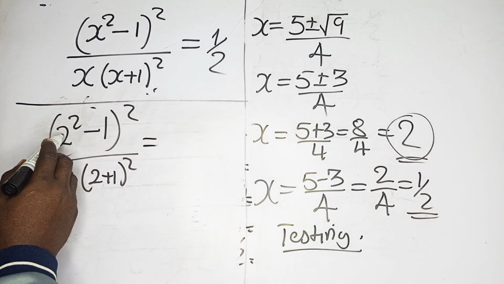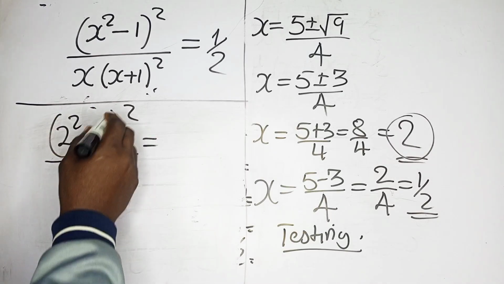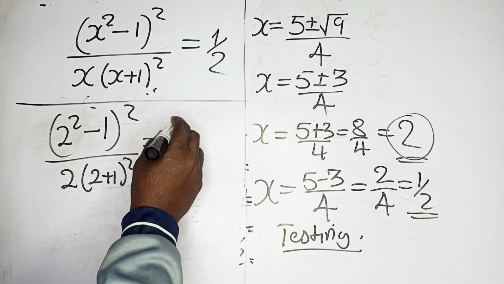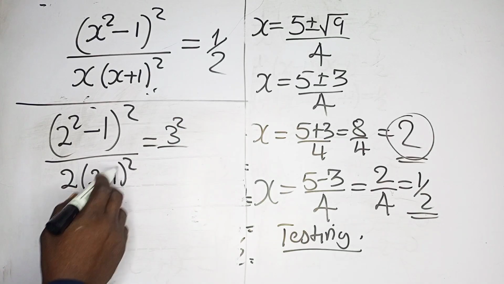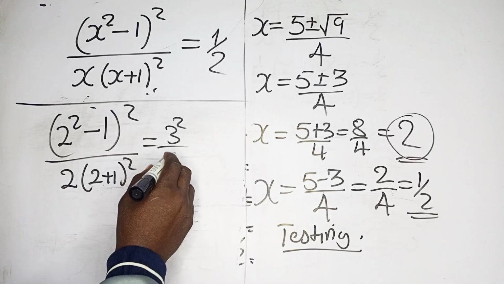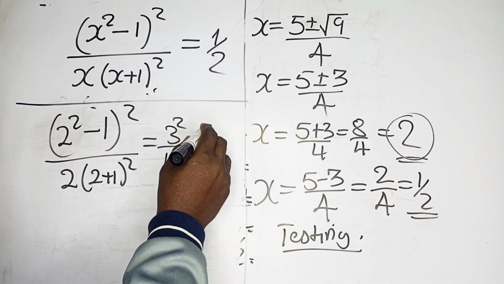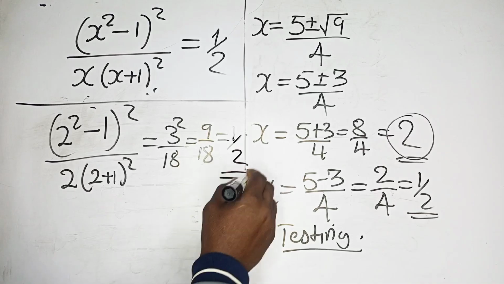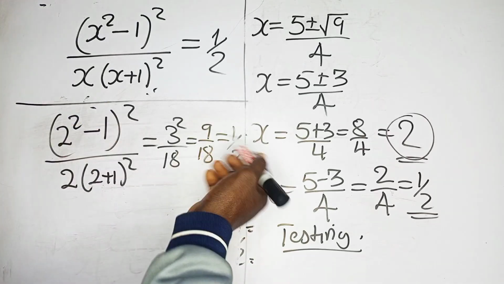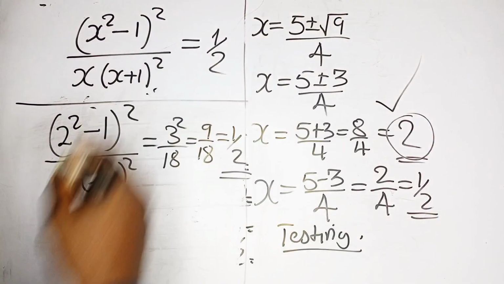When we evaluate this, we see 2 squared is 4. 4 minus 1 is 3. So we have 3 squared all over, in the parenthesis, 2 plus 1 is 3. 3 squared is 9 times 2, 18. So we're going to have 9 all over 18, which is a half. All right. So the left hand side has given us the right hand side. So this solution is valid.